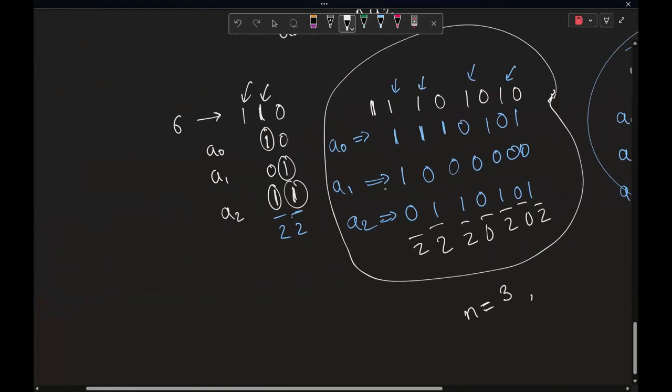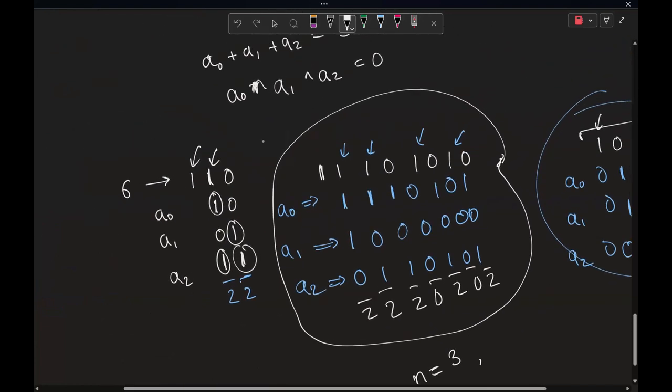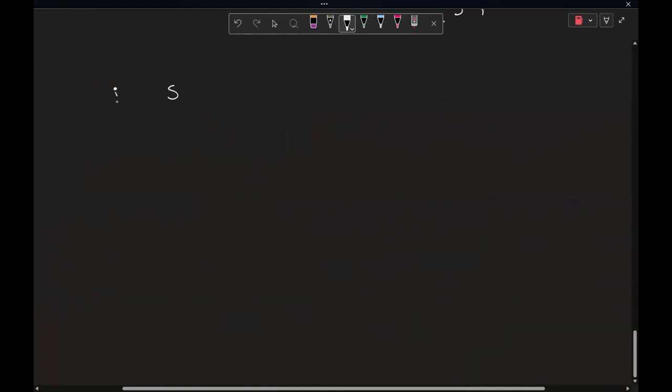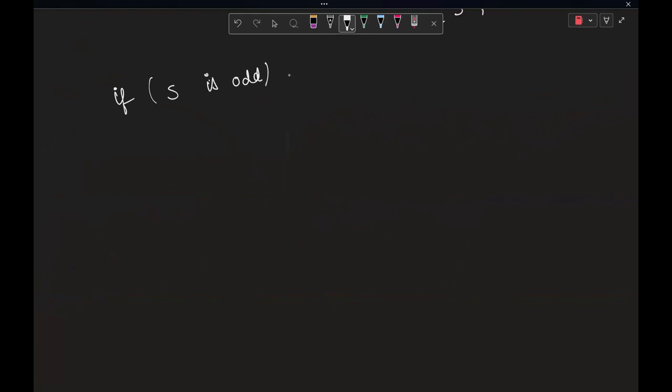Okay, so now let me just summarize the problem which we have seen so far. If S is odd, then the answer is simply -1.